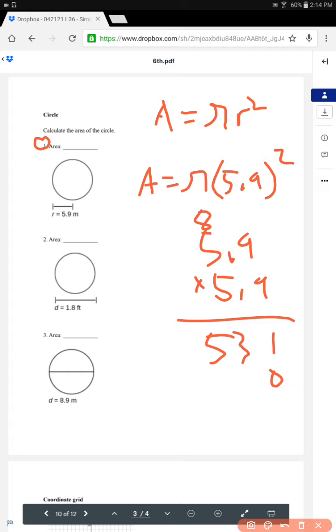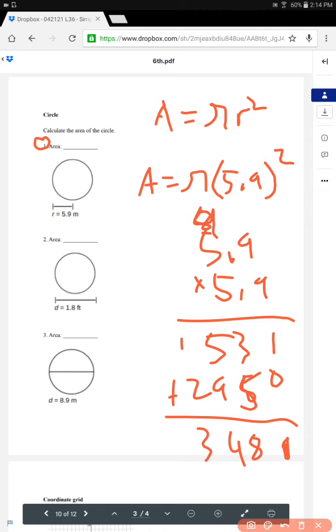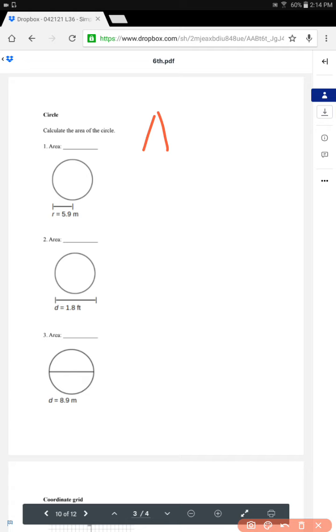Multiplying it out: 45, 45, 29. I think this was a 5, right? Yeah. And then add them: 1, 8, 14, 3. So 34.81. Okay. So area is pi r squared.